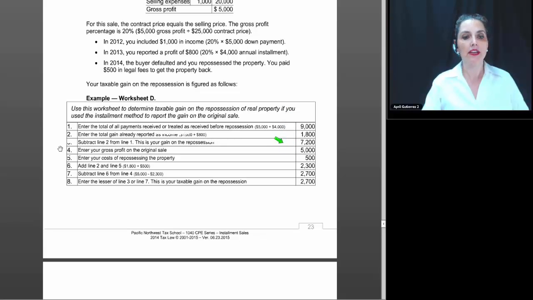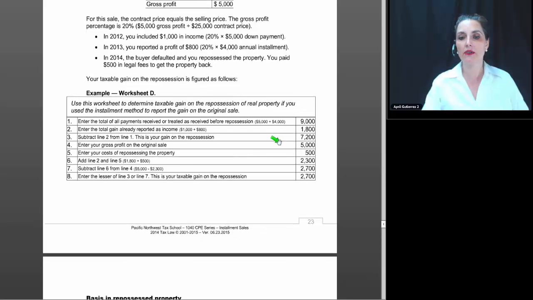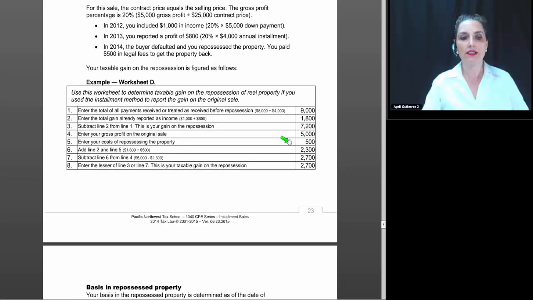The next step is to look at the gross profit on the original sale. Well, the gross profit from the original sale was $500, but we also now have to add in $500 as the costs of repossession. So we're going to add these costs of repossession to the amount already included in income, and when we do that, we get $2,300. We then subtract $2,300 from $5,000 to arrive at $2,700, and $2,700 is the amount that's going to need to be included in income as a result of the repossession.